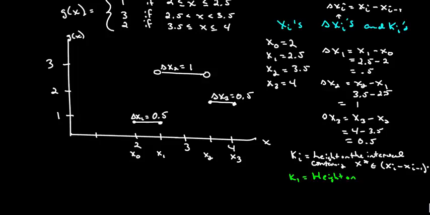Basically, look, the k values are the height of this guy. So big picture, K1 is the height of this guy, which is 1. K2 is the height of this line, which is 3. And K3 is the height of this line, which is 2.